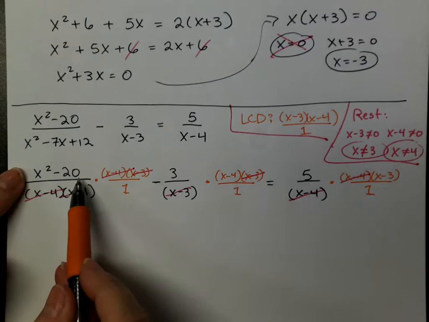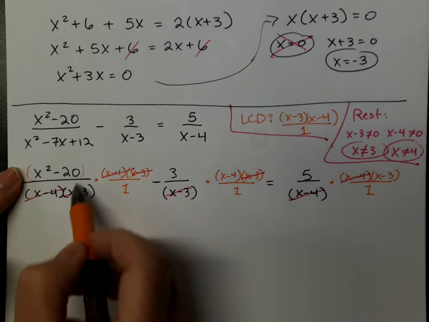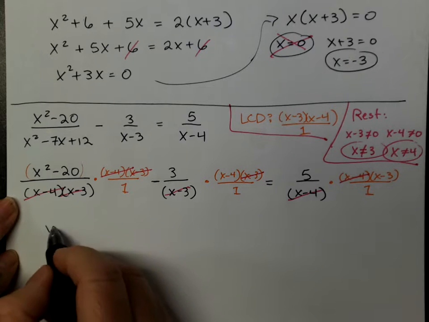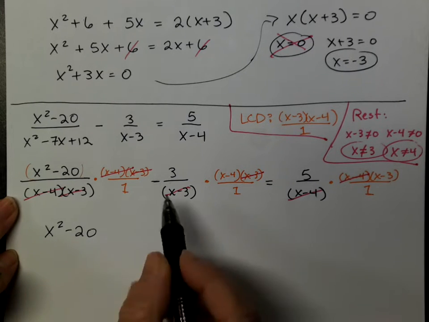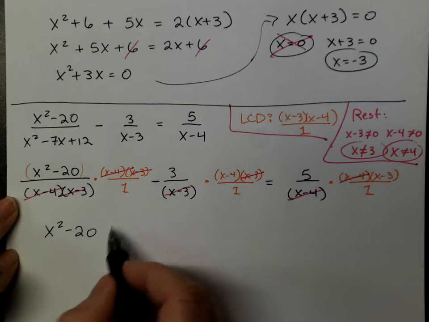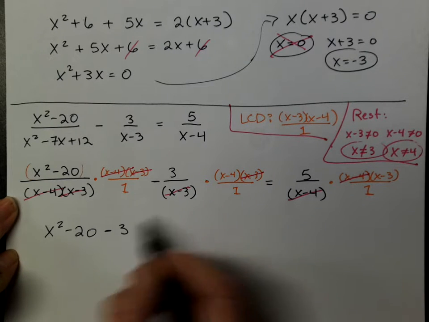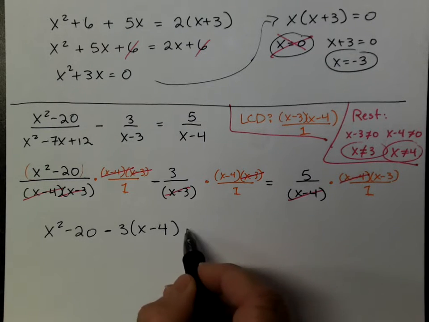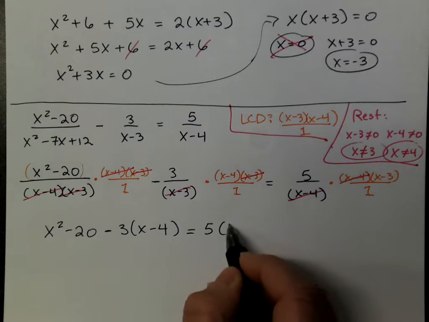Lift down what I have. I had this numerator. I don't need parentheses because there was nothing to distribute, so I just lift it down, x squared minus 20. Be real careful about positives and negatives here. This is where a lot of mistakes are made. This is a subtraction sign, 3 times x minus 4. So you're going to be distributing a negative 3. Then equals 5 times x minus 3.